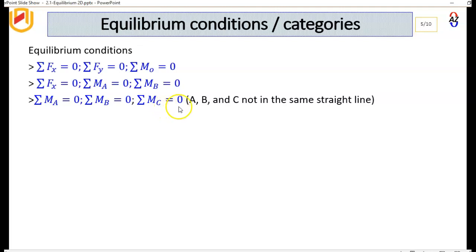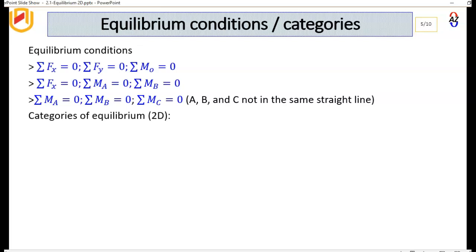Condition number three: you take moments at 3 different positions and set them to zero, and that will be sufficient for equilibrium. The only catch on the third one is that the points A, B, C should not be in the same straight line. Indeed, if you get A, B, C in the same straight line, you're going to get the result that 0 is equal to 0, which is true, but not very useful, as you can imagine.